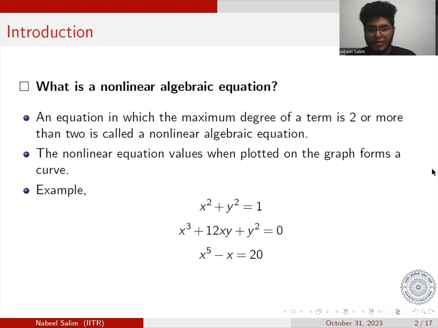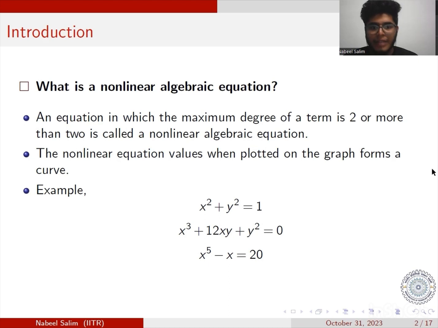So you are all familiar with linear algebraic equations. They have a degree of 1 and when plotted they will be linear in shape. A nonlinear algebraic equation is an equation which has a maximum degree of 2 or more than 2. And when plotted, the graph forms a curve.